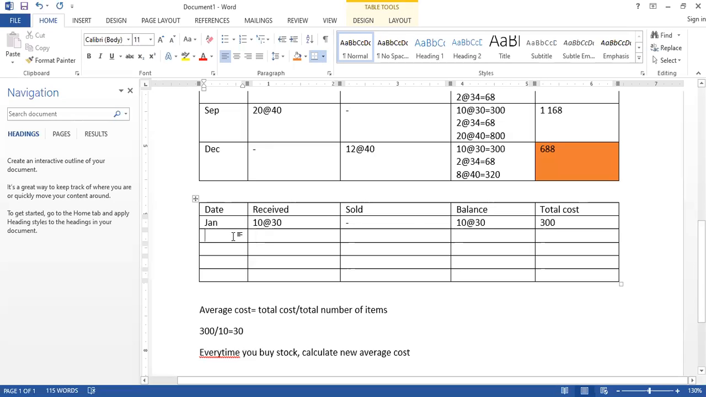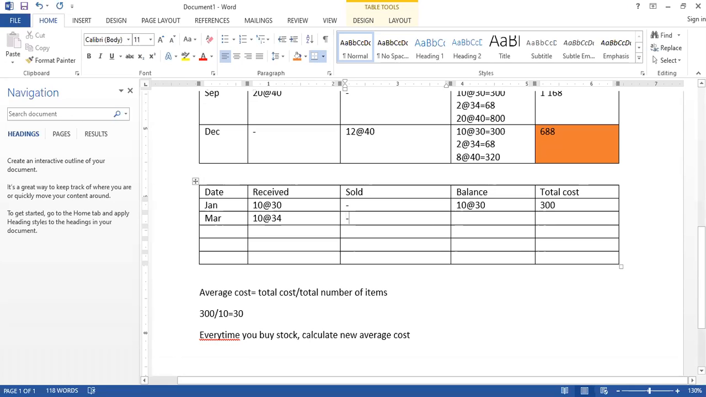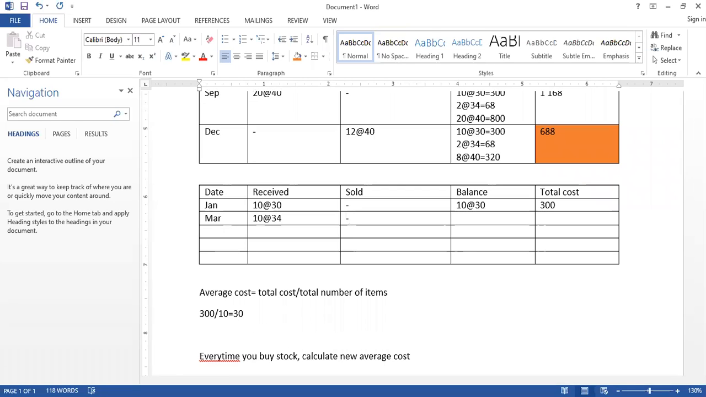Okay. And then the next month is March. So what did we do in March? We bought again. How many items? 10 at the price of 34. Okay, so we did not sell out anything. So what will be our new balance? We calculate our average. We need to calculate the average of March. We said it's total cost divided by total number of items.